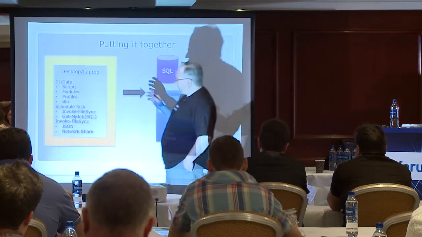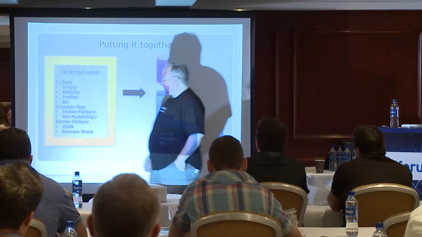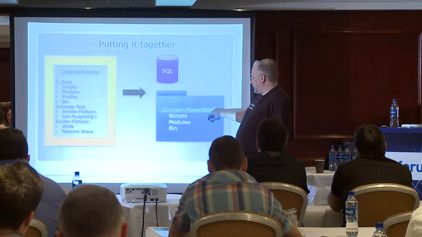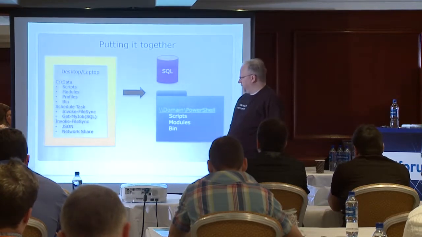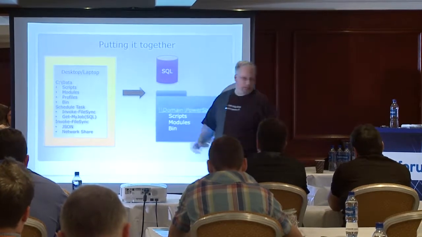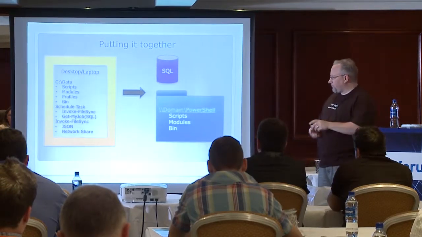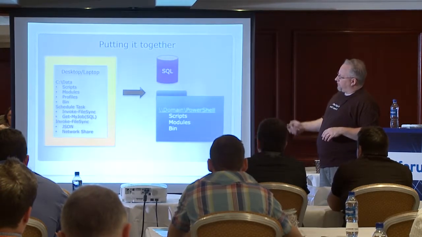And I already told you about Invoke File Sync. We used JSON and a network share. And all of this stuff, like I said, was stored in the main PowerShell with scripts, modules, bin. We actually had a profiles folder too, that was also in SQL. So all of that stuff was there.